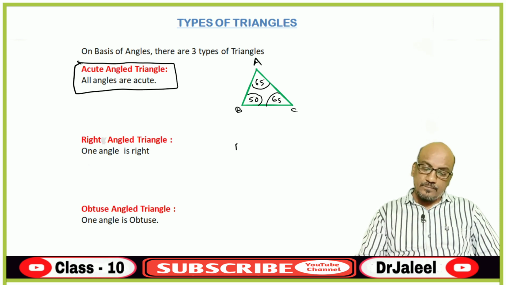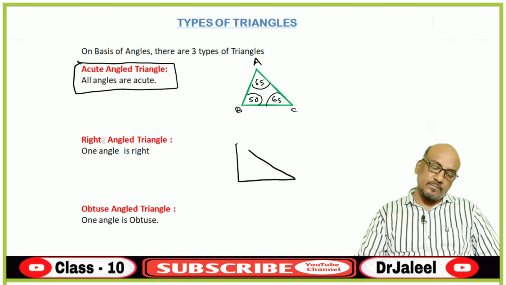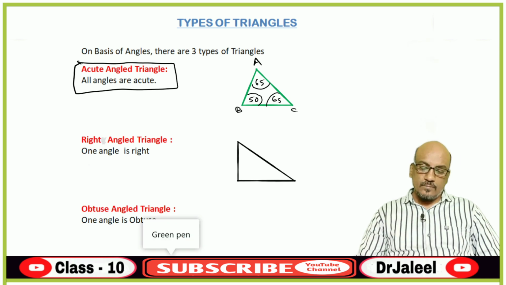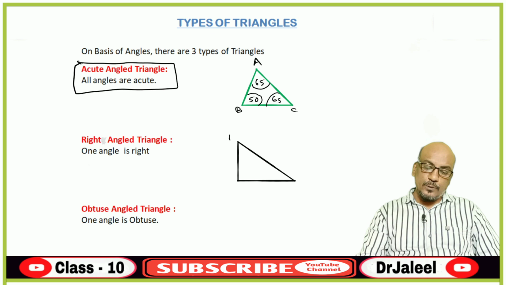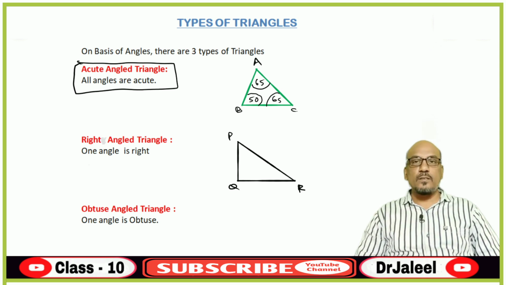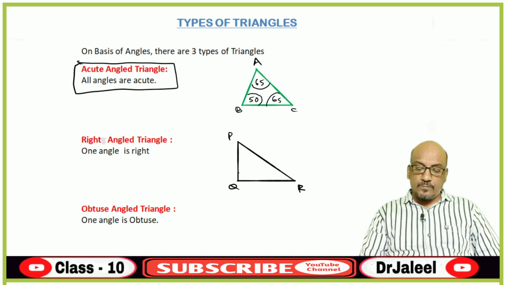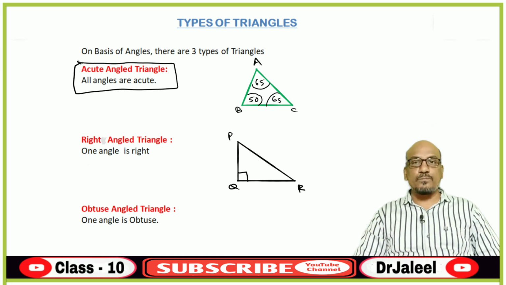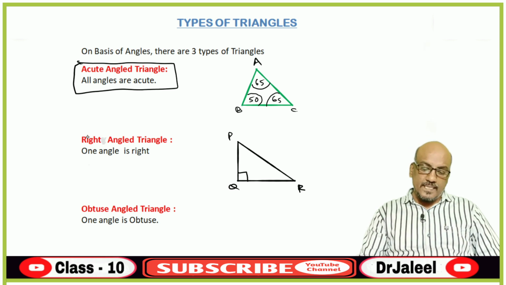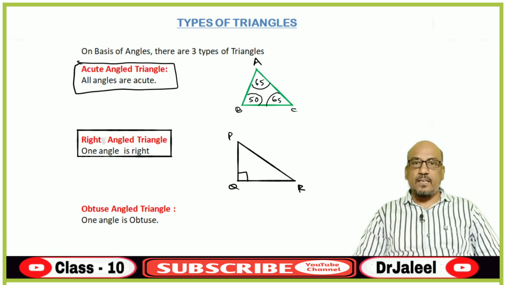So let me take another triangle PQR. So in this children, this angle Q is 90 degrees. A 90 degrees angle is known as a right angle. So we call this triangle a right angled triangle. So if in a triangle one angle is a right angle, then we call it a right angled triangle.